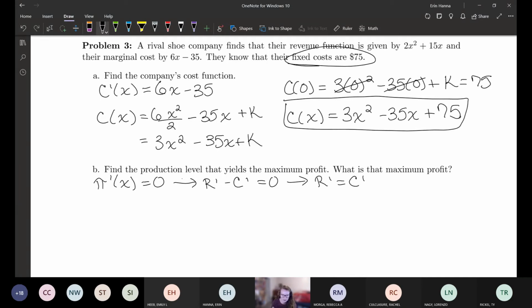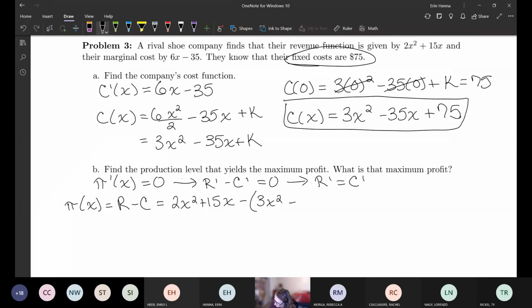Since I'm going to need the actual profit function towards the end of the problem, I'm going to go ahead and find the profit function and set the derivative of profit equal to 0. But just for review's sake, if you found the marginal revenue and set it equal to the given marginal cost, you would get the same critical points. So let's find the original profit function first. We'll have revenue minus cost. Our revenue function is given to us as 2x squared plus 15x, and then our cost function we just found.